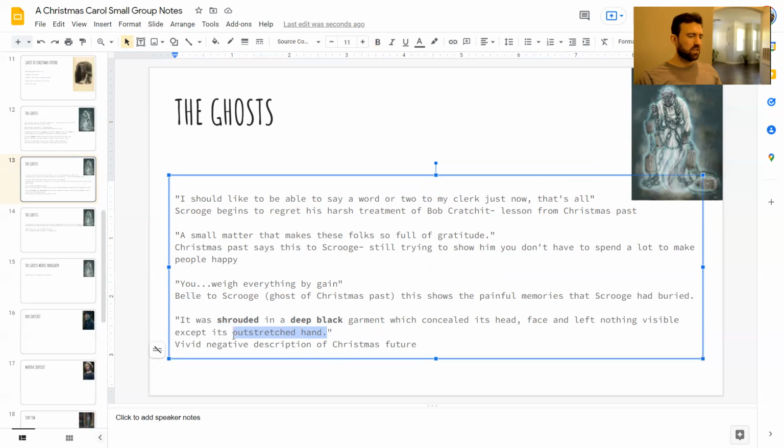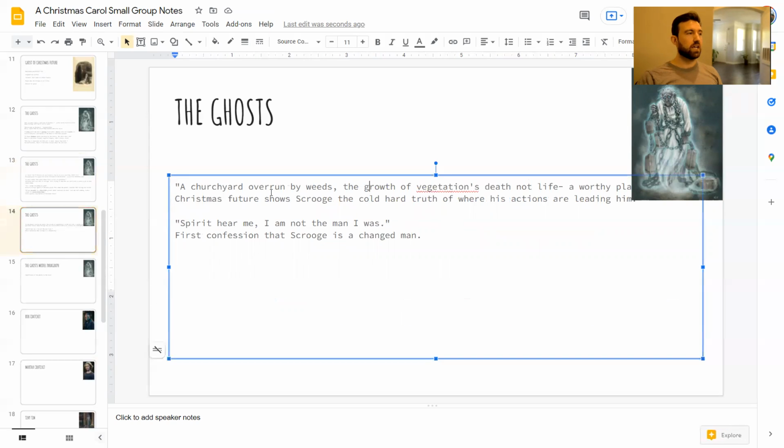Imagine in the middle of the night in the darkness, all you see is someone in like black robes and their hand reaching out to you. Terrifying. So again, that links to that vivid negative description of the Ghost of Christmas Future, meant to help show that this is fear, this is judgment, this is change your ways now, Scrooge, before it's too late.